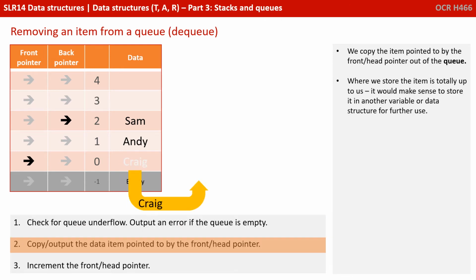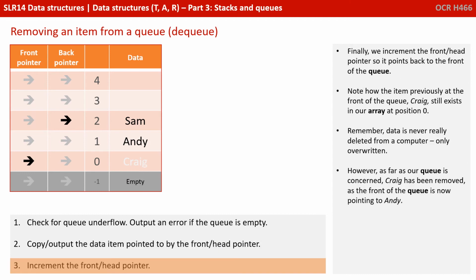We copy the item pointed to by the front or head pointer out of the queue. Again, where we store the item we're copying out is totally up to us. It would make sense to store it in another variable or data structure for further use. Finally, we increment the front or head pointer so it points back to the front of the queue.